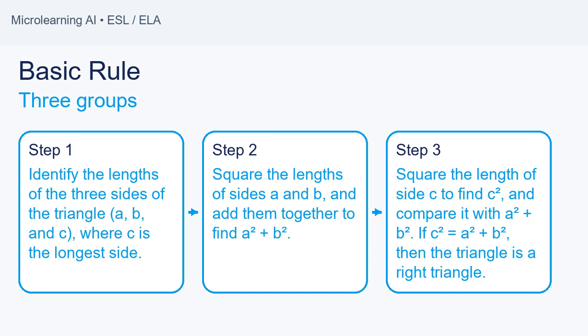Basic rule. Step 1. Identify the lengths of the three sides of the triangle, a, b, and c, where c is the longest side. Step 2. Square the lengths of sides a and b and add them together to find a squared plus b squared. Step 3. Square the length of side c to find c squared and compare it with a squared plus b squared. If c squared equals a squared plus b squared, then the triangle is a right triangle.